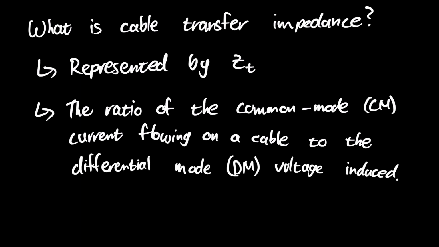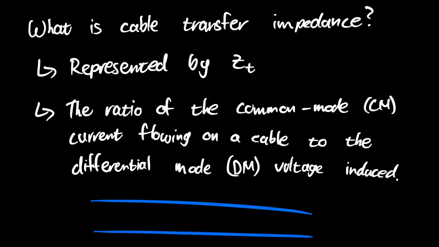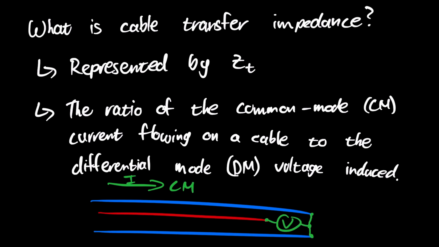To demonstrate this, we can draw a lengthwise cross-section of a coaxial cable. The blue lines represent the outer or return conductor, and the red line represents the center conductor. If a common mode current I induces a differential mode voltage V, then the transfer impedance of this particular cable is defined by V divided by I.